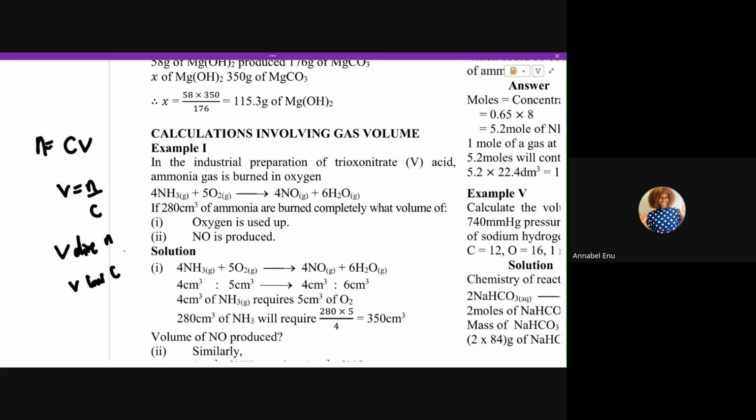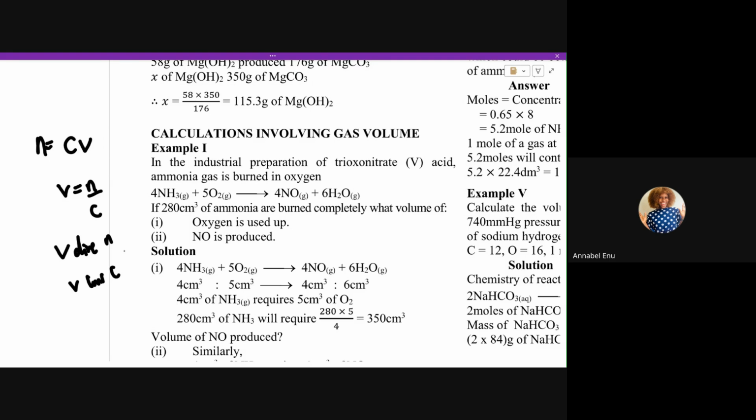So that is to say, when we have a balanced equation, we can relate the coefficient, which would represent our mole, to what our volume would be. And so in this question, the first one is saying if we have 280 centimeters cube of ammonia that is burned, how many volume of oxygen is being used? We say it's being used because oxygen is found in the reactant.